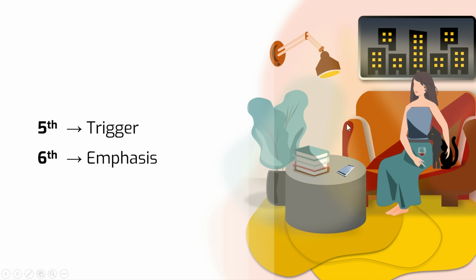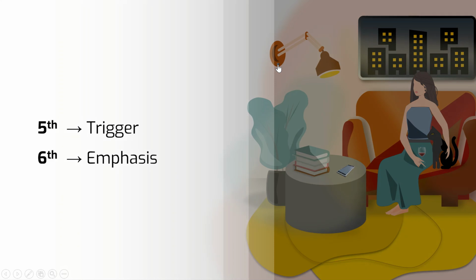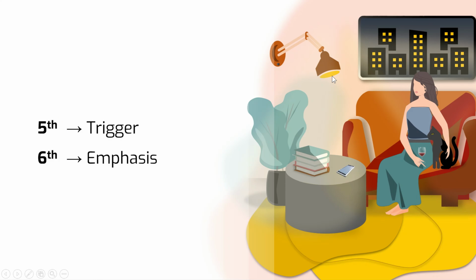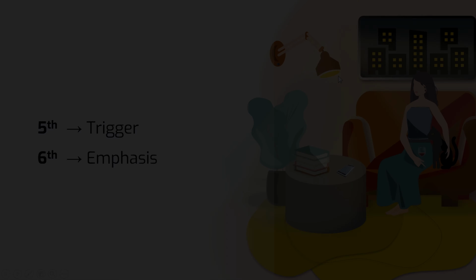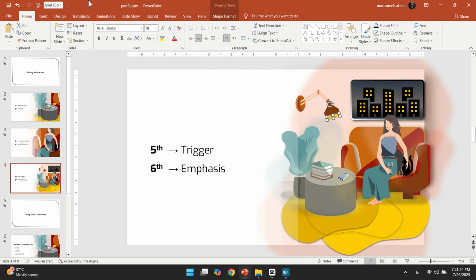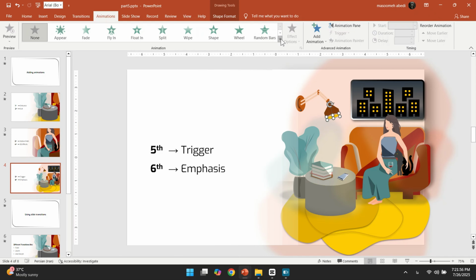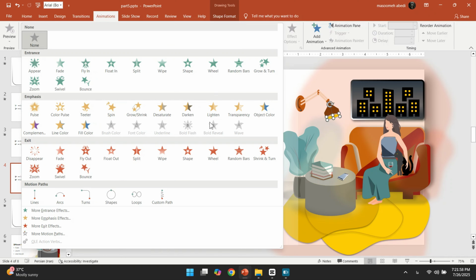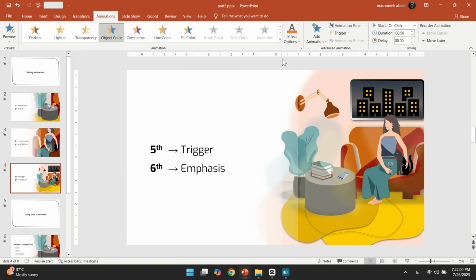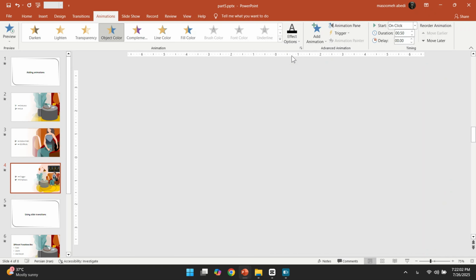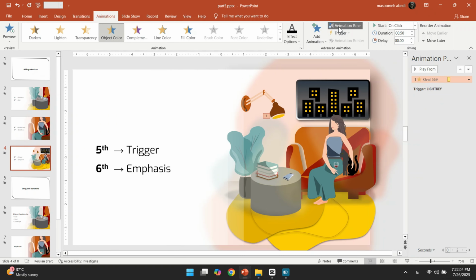The next effect is emphasis. I want to change the color of the light bulb from yellow to black and vice versa. So select it and then in the Animation tab, in the Emphasis part, I select Object Color and from here you can change the color to black. Also you can change the color from the Effect option in the Animation pane.